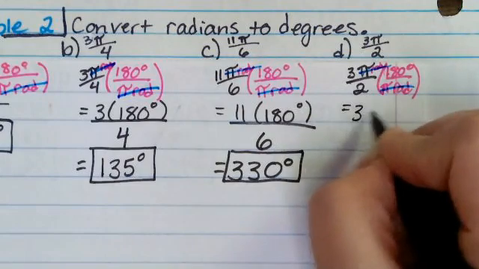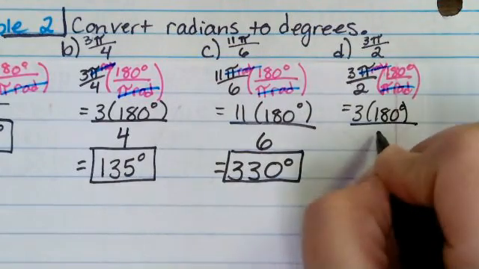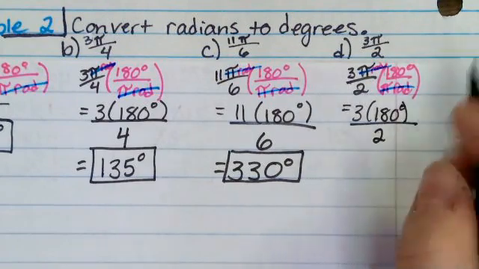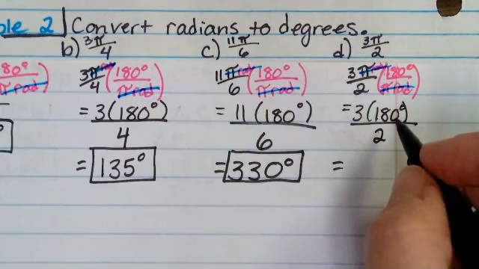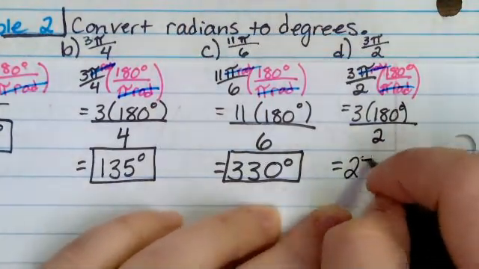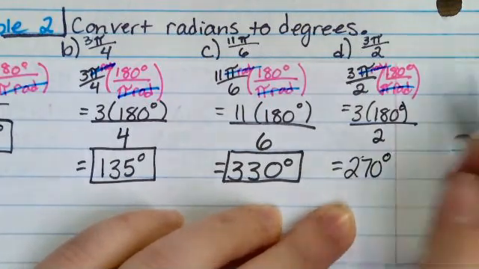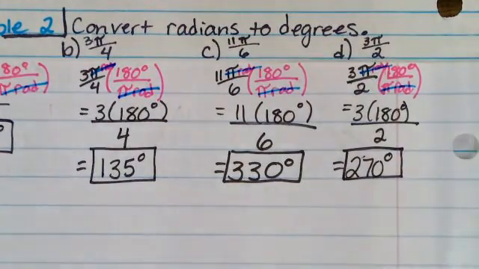All right, so really this is 3 times 180 degrees divided by 2. 2 goes into 180, 90 times. 90 times 3 is going to be 270 degrees. Ta-da! Look at that.